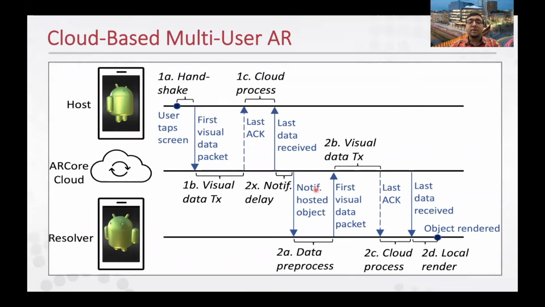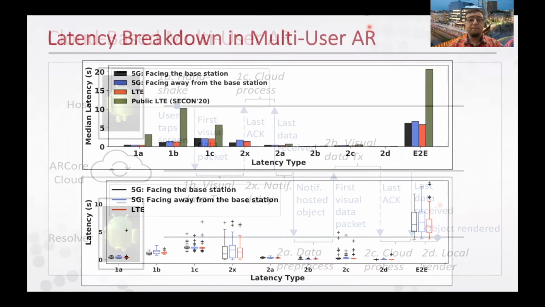It also notifies the resolver to send the resolver's visual data to the cloud. The cloud, on receiving the resolver's data, tries to match them against the host's data and estimate the pose of the resolver in the world frame and sends it back to the resolver. The resolver then uses the cloud-processed data to render the virtual object on the screen.